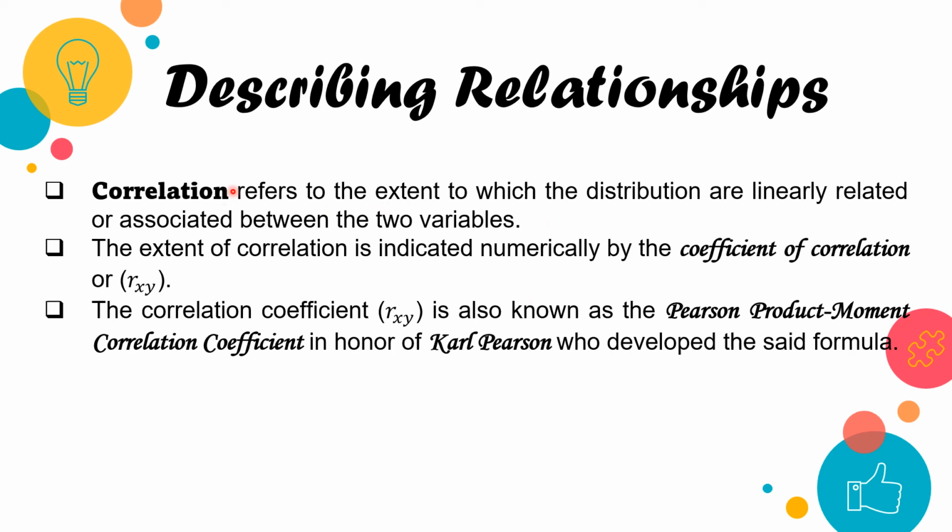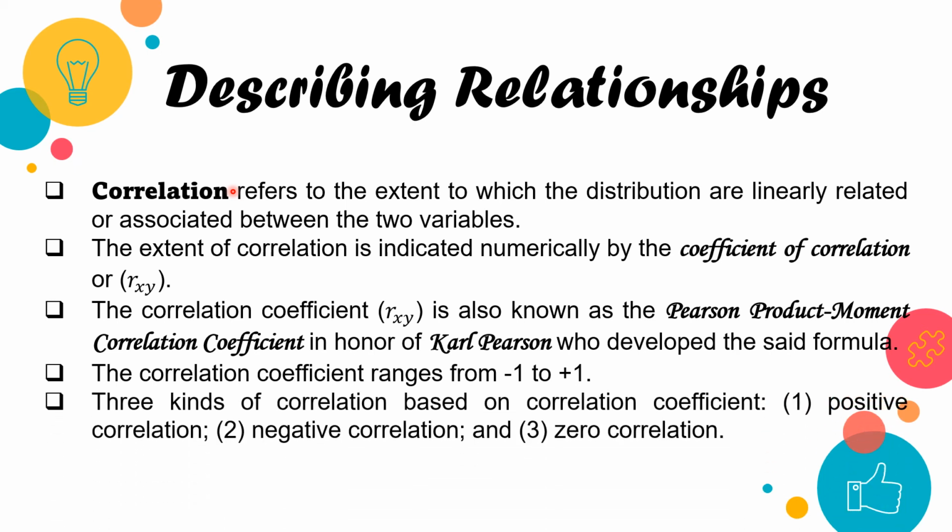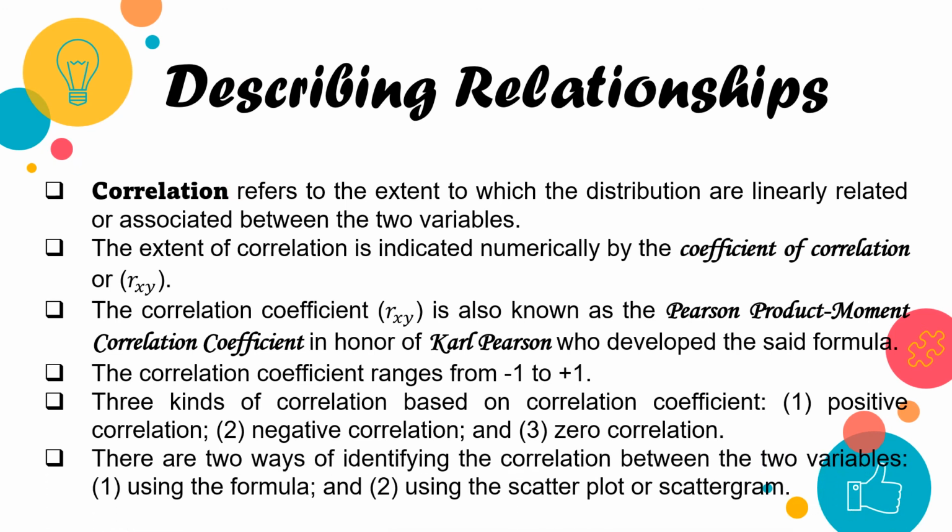Anyway, the correlation coefficient ranges from -1 to +1. So we are there already, and we already have a sense of the interpretation of positive and negative. So at least we don't have much to think about. It's only -1 and +1. There are three kinds of correlation based on the correlation coefficient. We have positive correlation, negative correlation, and zero correlation. There are two ways of identifying the correlation between the two variables: using the formula and using the scatter plot or the scatter graph.